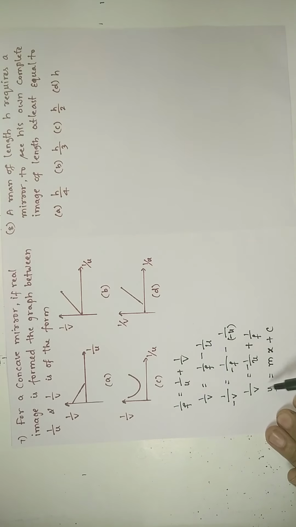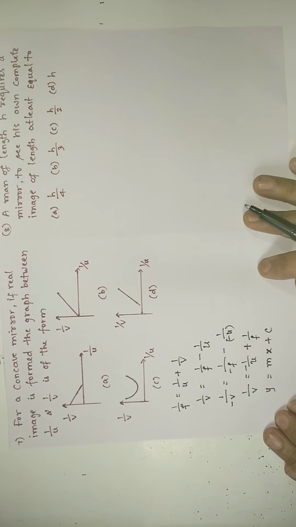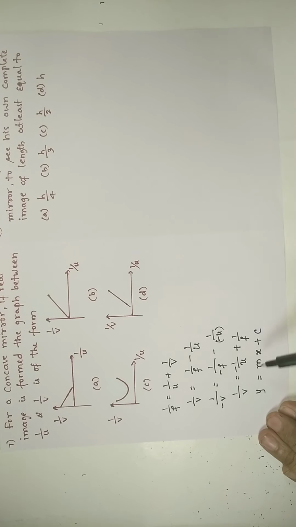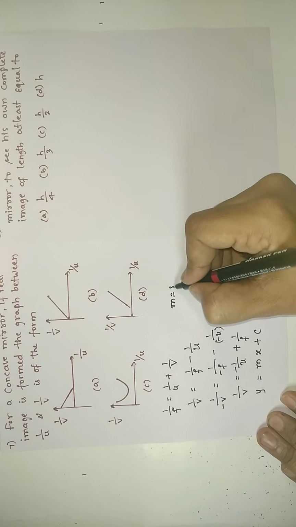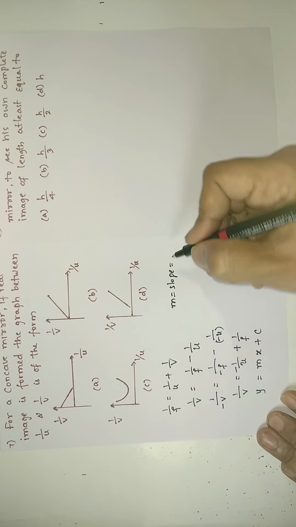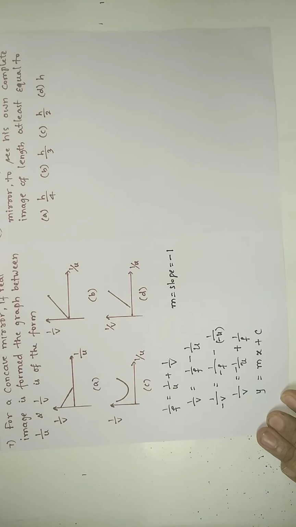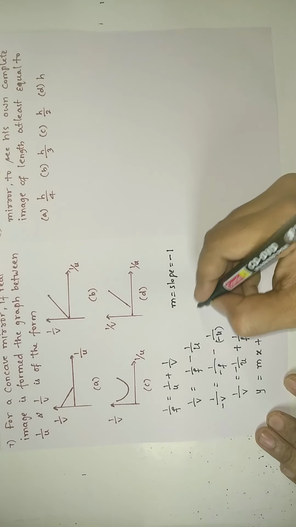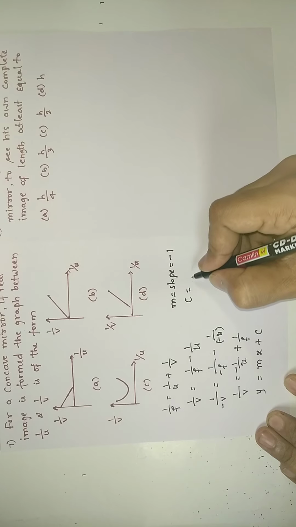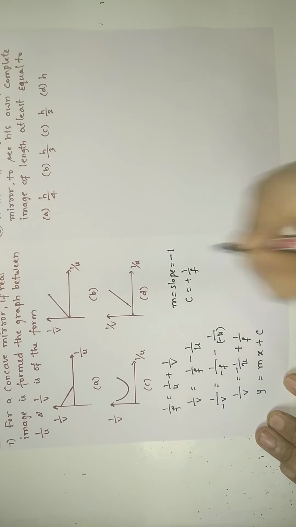That means this is similar to the equation of a straight line. As a result, the graph of 1 over V as a function of 1 over U should be a straight line graph. Here you are getting that the value of m, which is nothing but the slope of the straight line, is equal to minus 1. So you are getting a straight line with a negative slope and its y-intercept being plus 1 over f.